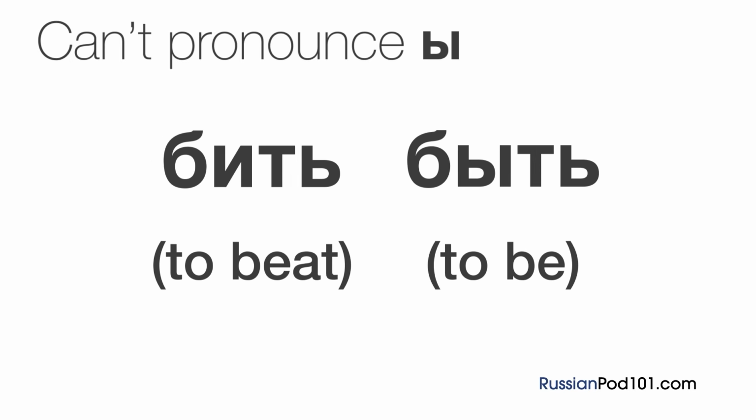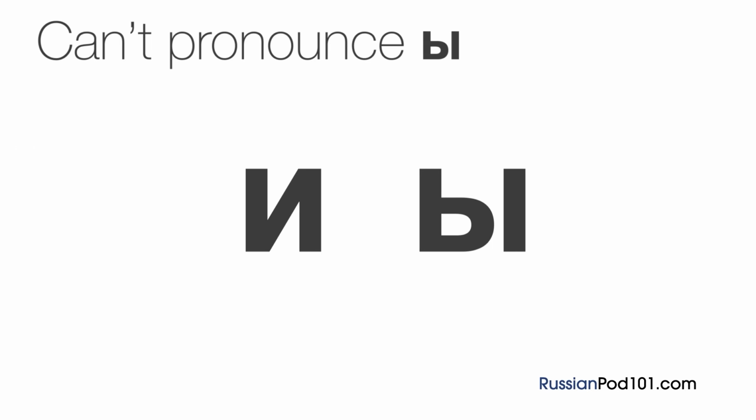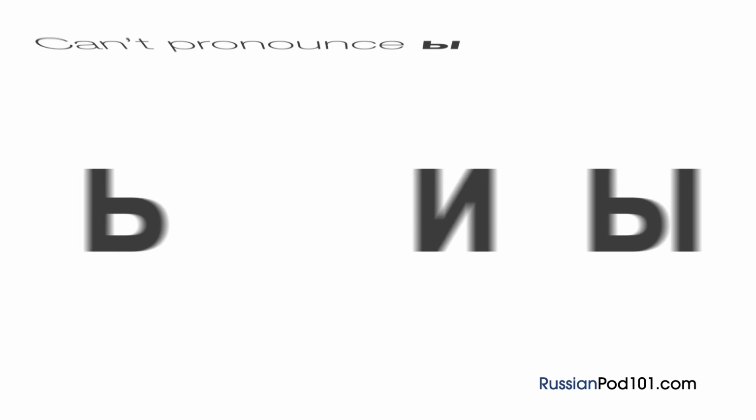Consider these two words. Бить. Быть. These two words sound very similar, but their meanings are completely different. It is essential that you're able to clearly distinguish between the two vowels. The inability to do so could lead to some very problematic misunderstandings. We'll cover this sound in the next lesson. Stay tuned so that you can correct this common mistake.